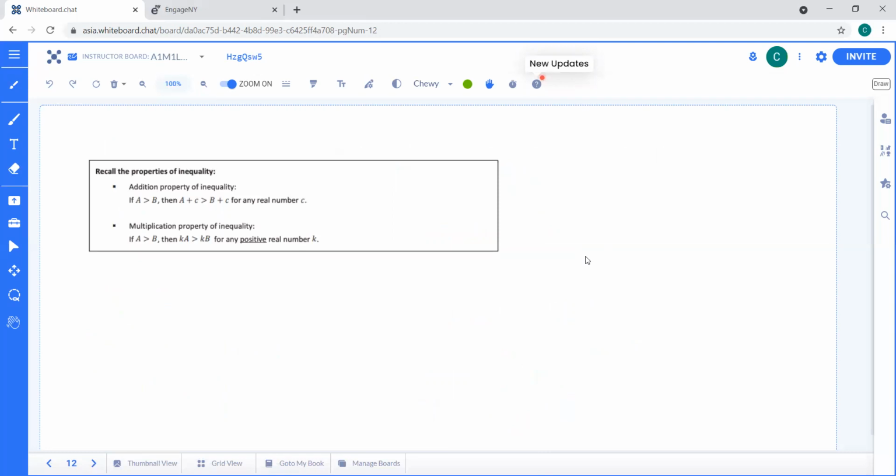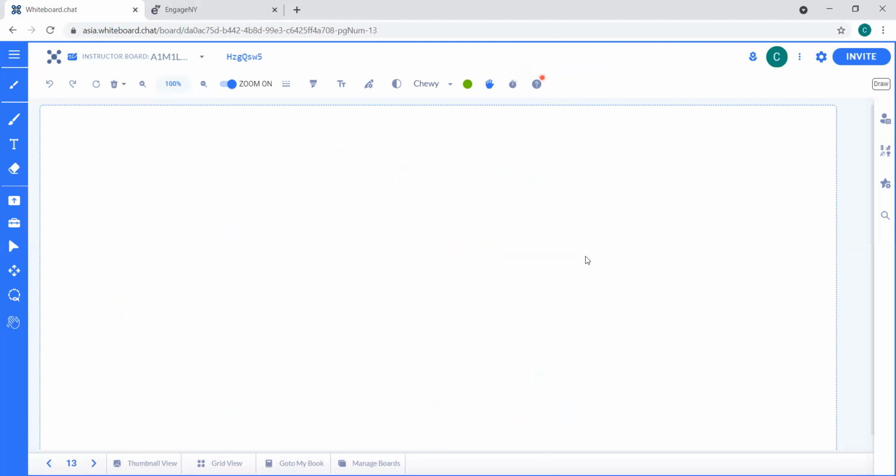Recall the properties. If A is greater than B, then A plus C is greater than B plus C. Okay, there you go. That's all real. So use the properties of inequalities to show that the following statement is true for any real P and any real Q.